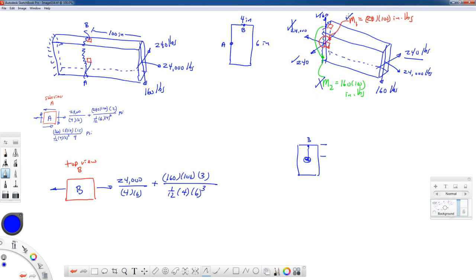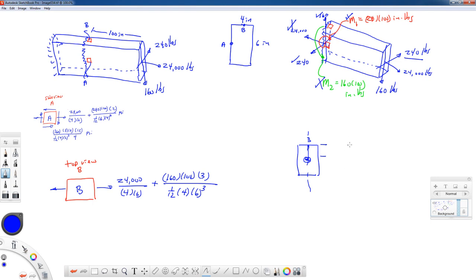M1 puts the near side in tension and the far side in compression. It is bending about an axis that goes vertically. The y distance for point B is equal to 0. M1 does not cause any stress at point B. So we're done with that one.